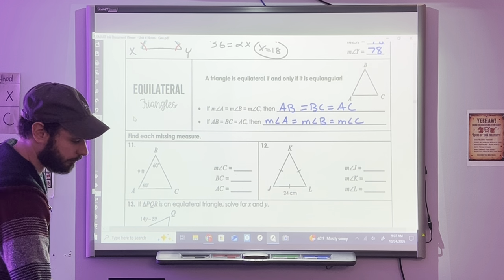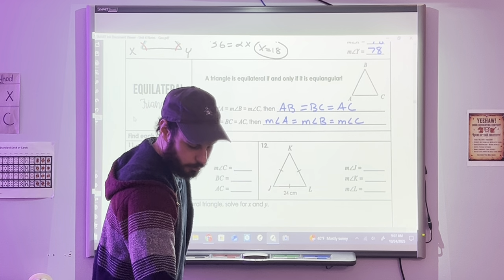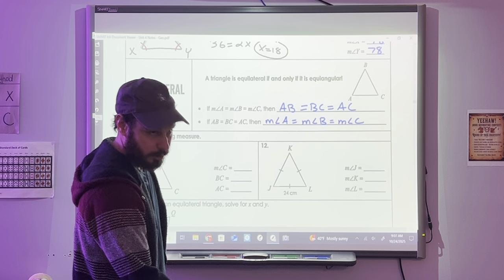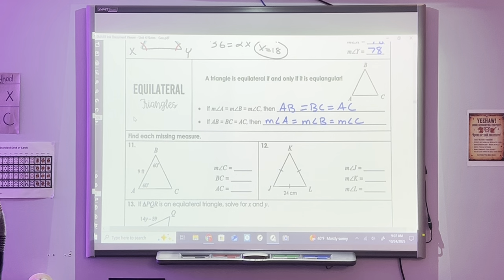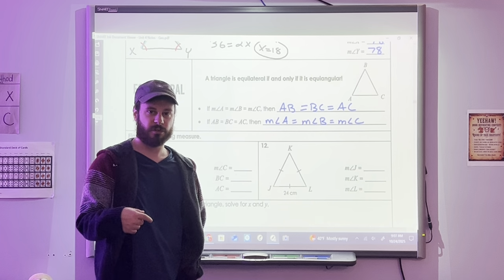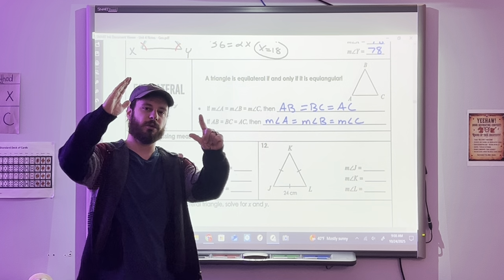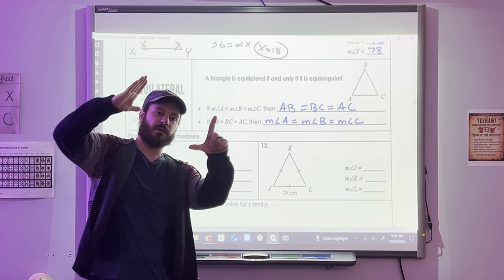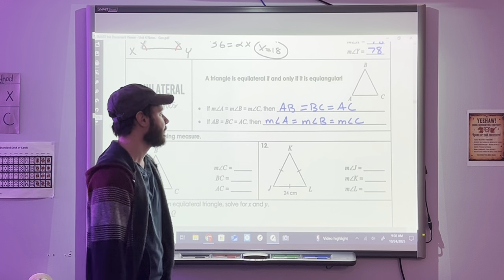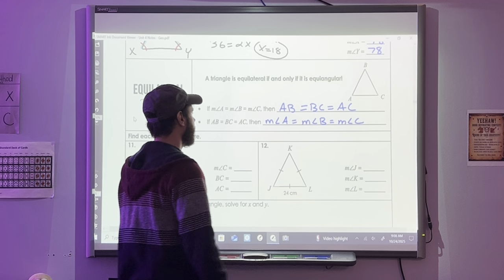Last little bit here: equilateral triangles. Remember, a triangle is only equiangular if it's equilateral, and it's only equilateral if it's equiangular. Basically, all the sides need to be the same, therefore all the angles need to be the same. We talked at the very beginning about how an angle speaks to a side of a triangle. If that angle gets smaller, the side has to shrink. If the angle gets bigger, the side needs to grow with it to cover it. So if I have equal angles, I have to have equal sides.